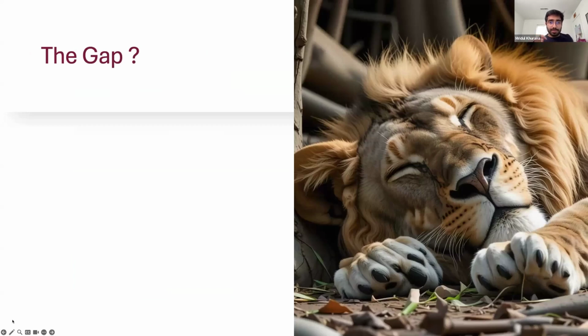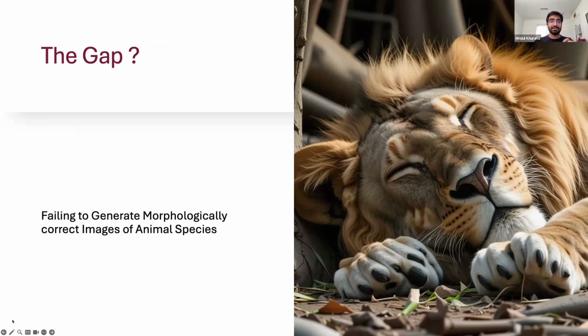But what is the gap? When it comes to generating fine-grained concepts, in particular animal species, diffusion models still struggle. For example, given a species name, existing models often fail to generate morphologically correct images of that particular species that precisely reflect the identity. What I mean by morphology is simply relating to the structure and form of the animal. But why am I showing this image again?